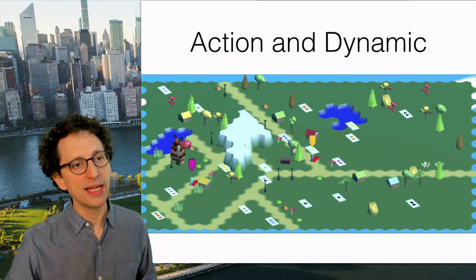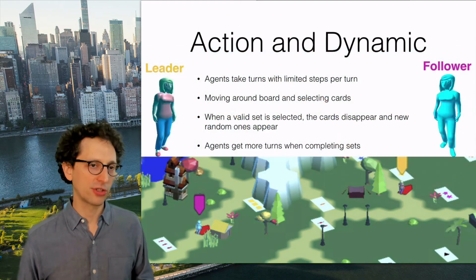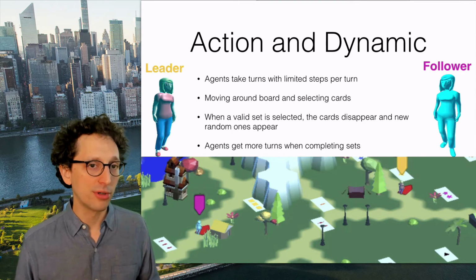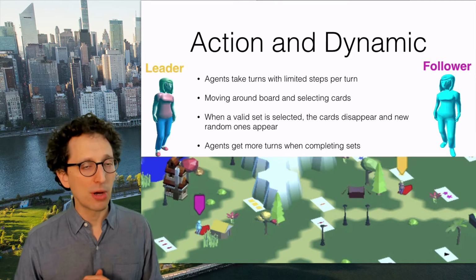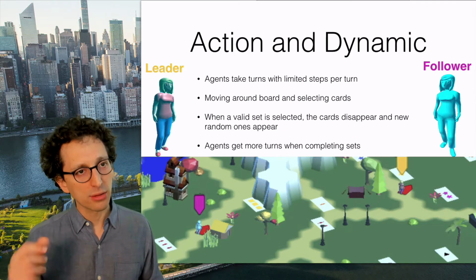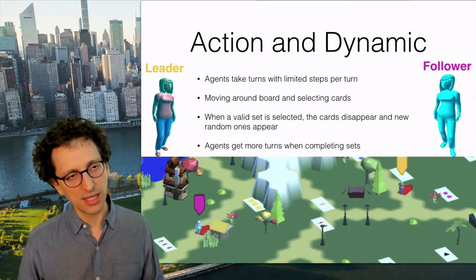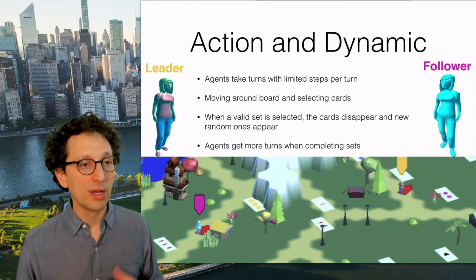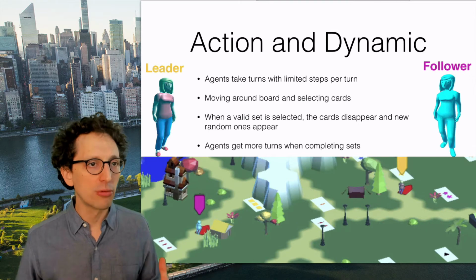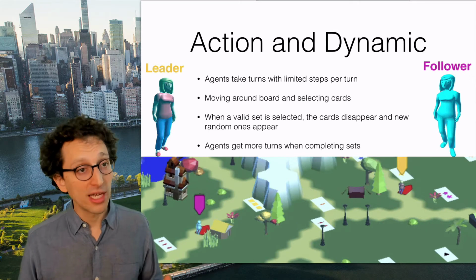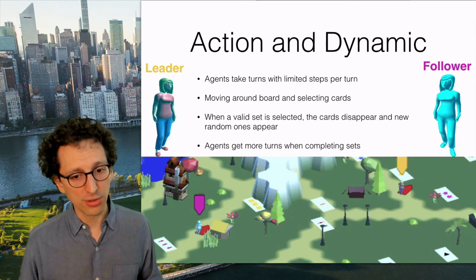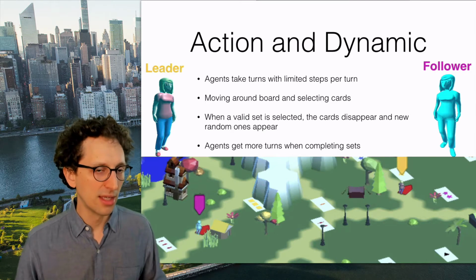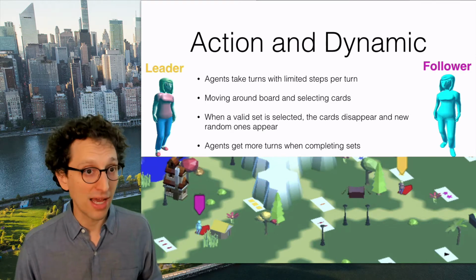So the 2 players move around the environment and collect cards. They take turns with limited steps per turn, and they move around the board, and to select cards, they're just stepping on them. Stepping on a card flips its selection status. So if it's not selected, it will be selected. If it's selected, it will be unselected. When a valid set is selected, the cards disappear and new random ones appear. The agent gets a point and also gets more turns completing sets. So as you're doing better and better, you will have a chance to get more points and in our data collection process also actually make more money.